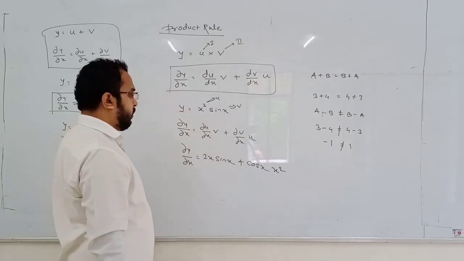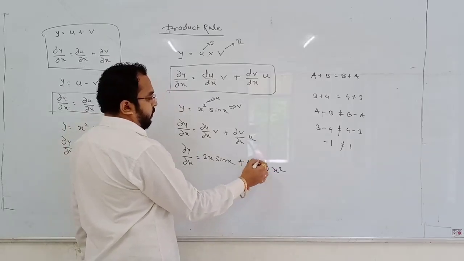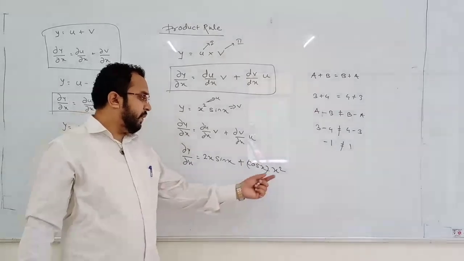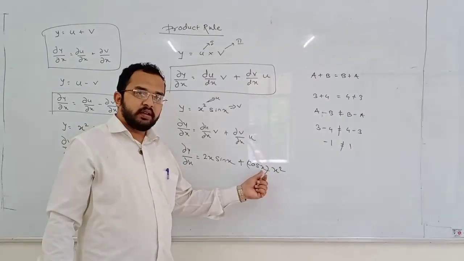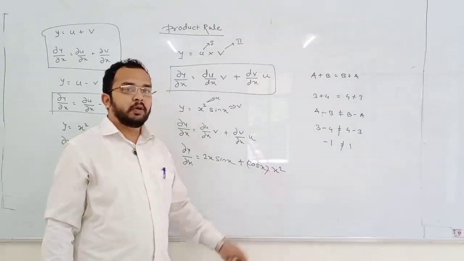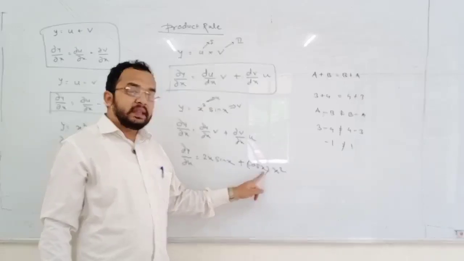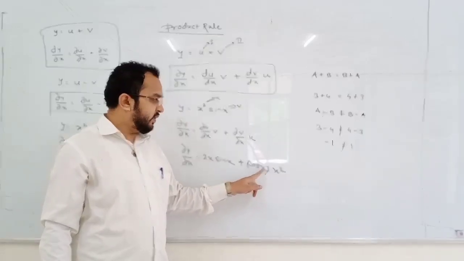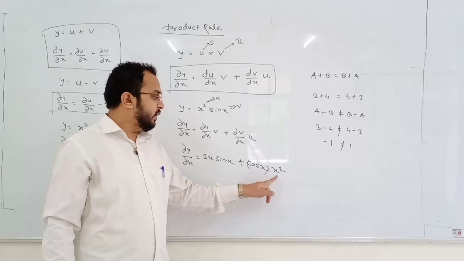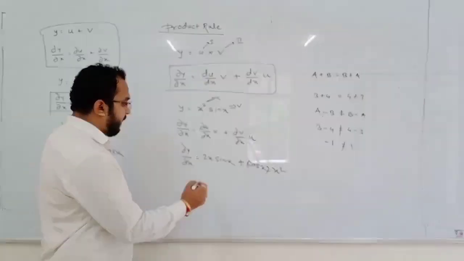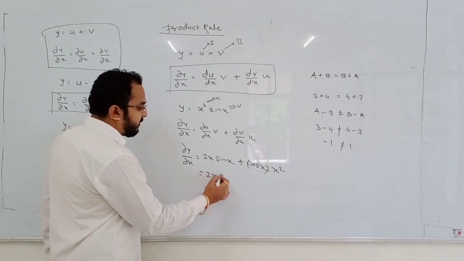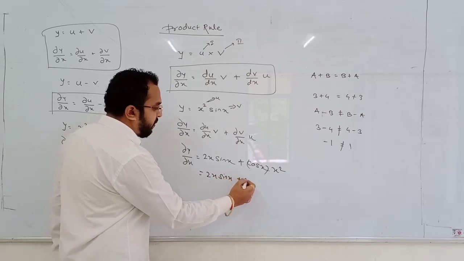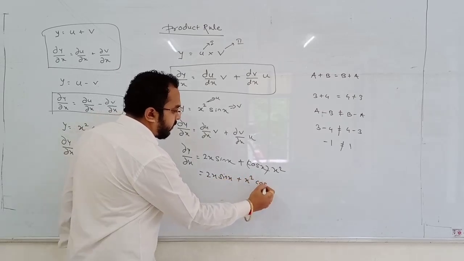Okay? Don't multiply this x square into this theta. x square and this x will not multiply, because this x is the theta of cos. This x is the angle of this cos. This x square will be the coefficient. So the answer will be 2x sin x plus x square cos x.